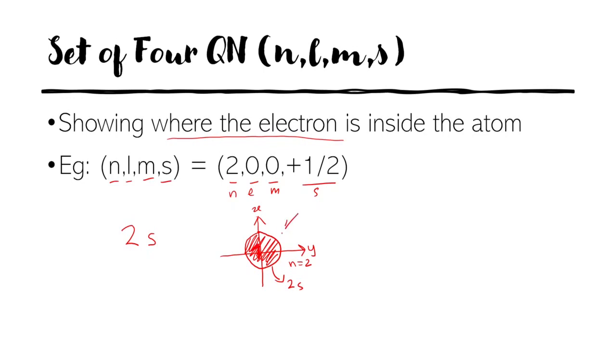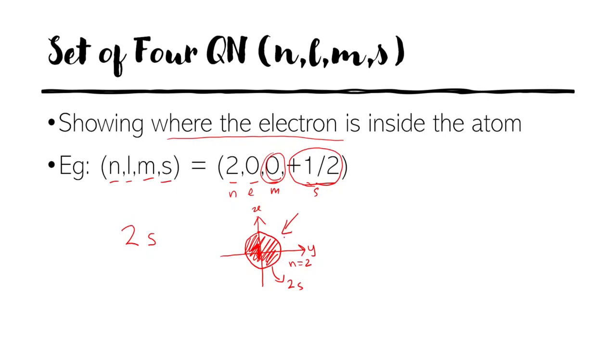Okay, there is one electron inside here with the spin of positive half. And the orientation is only one. There is only one orientation for orbital S. Okay, so I hope it is clear for you.